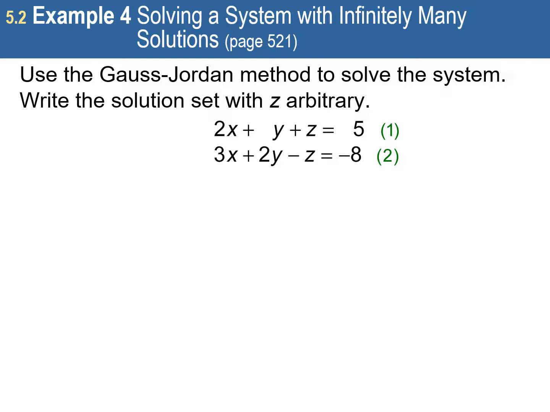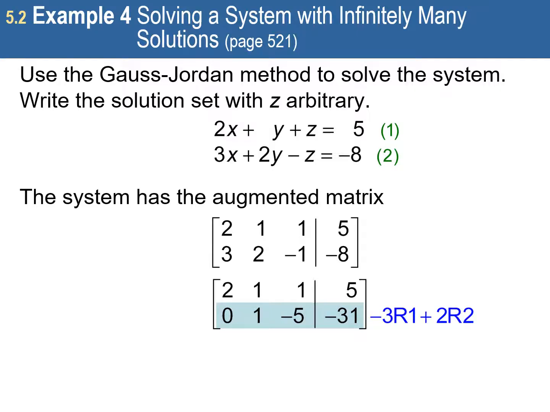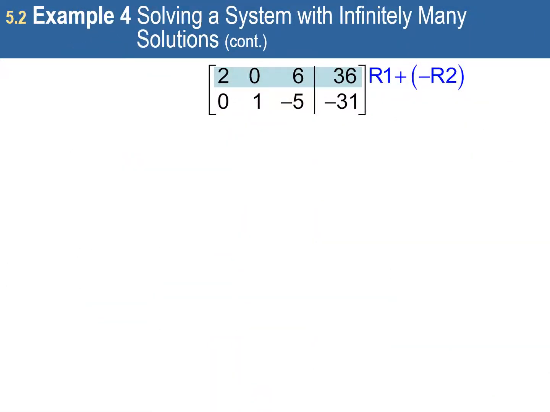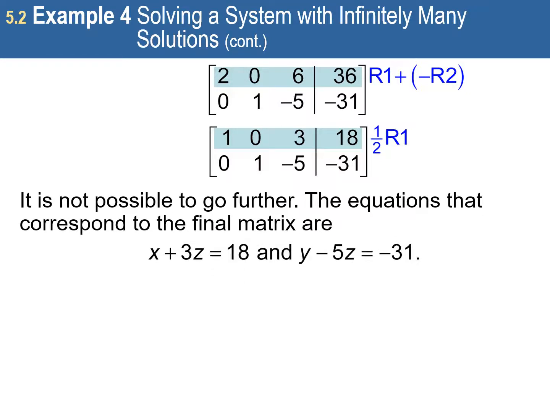Now suppose I try the Gauss-Jordan method with 2x plus y plus z equals 5 and 3x plus 2y minus z equals -8. I immediately see I don't have enough equations, so I'm going to have an infinite solution. But let's write our augmented system anyway. Let's do -3R1 and add it to 2R2 to get my first one there. And now let me add R1 minus R2 and then do 1/2 R1. Now we really can't go any further.